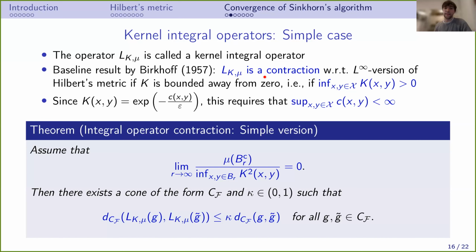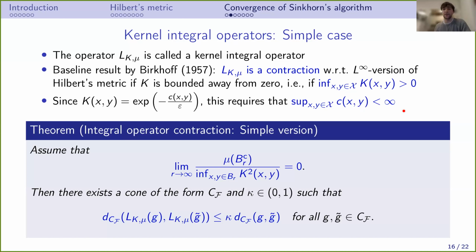So this states that kernel integral operators are contractions with respect to the L infinity version of Hilbert's metric if K is bounded away from 0. So we really need that the infimum over all points in the space of k of x, y has to be strictly bigger than 0. But in our case, this kernel k was defined through the cost function of our entropic optimal transport problem. So this condition precisely restricts the applicability to bounded settings.